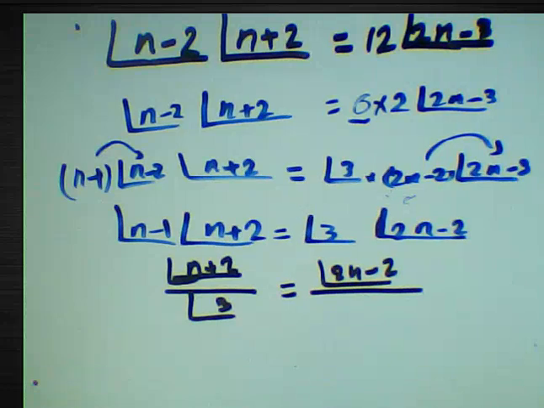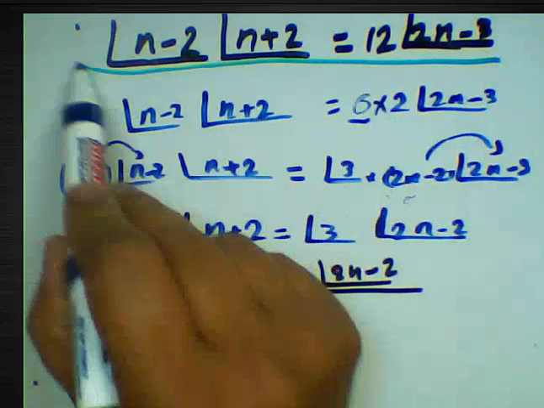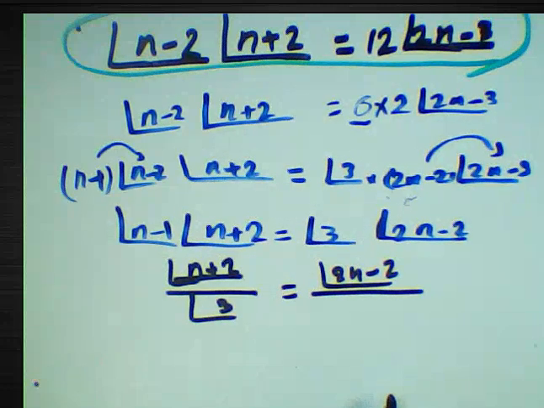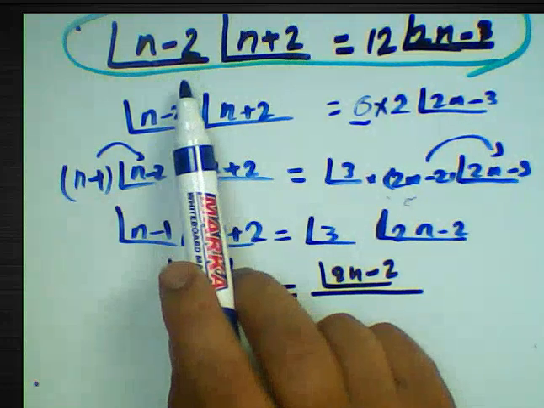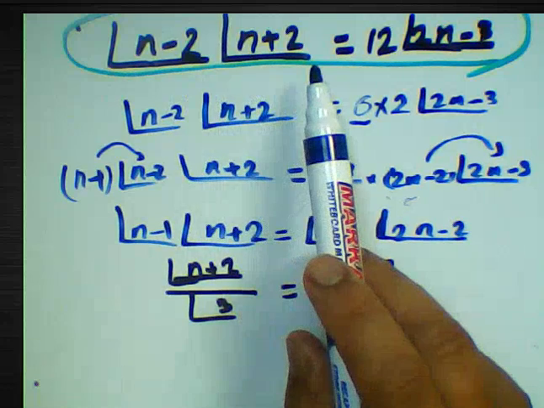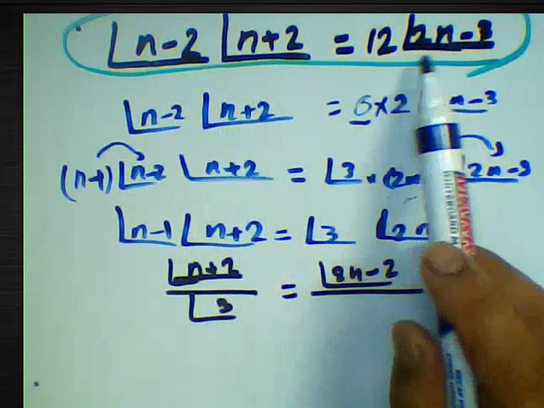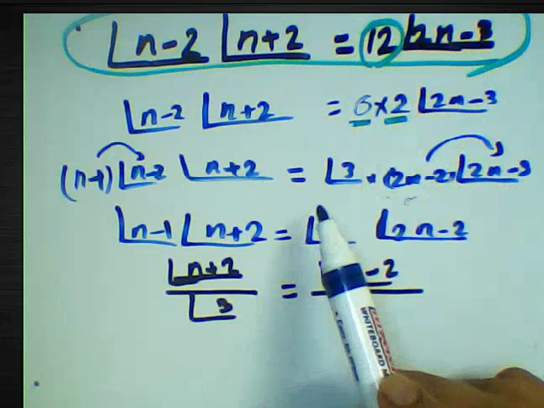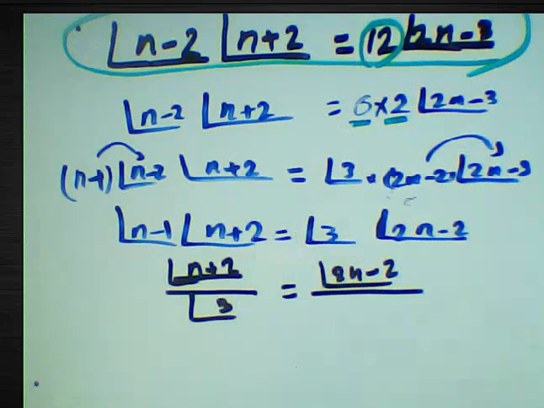Students, how are you? In this question we want to find the unknown n. We have (n−2)! × (n+2)! = 12 × (2n−3)!. We know 12 equals 6 times 2, and we want to write the factorials in the simplest form.